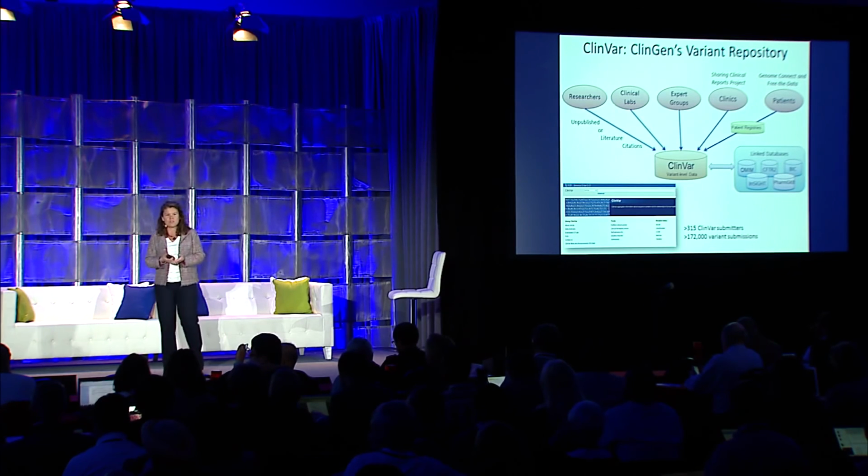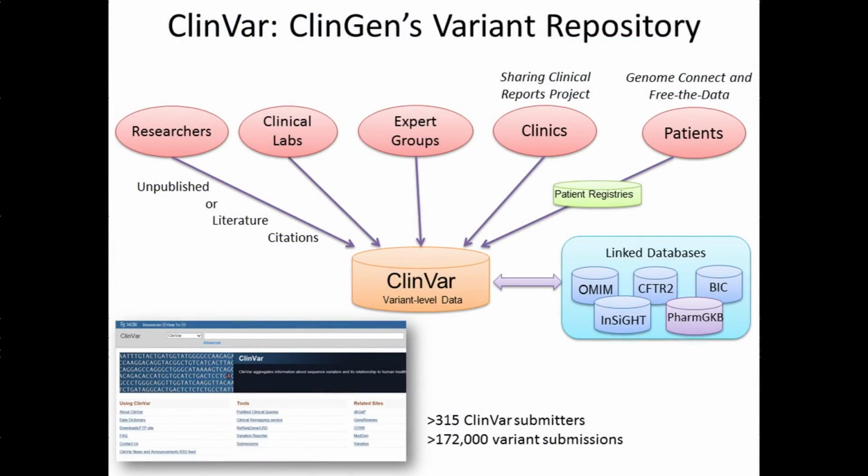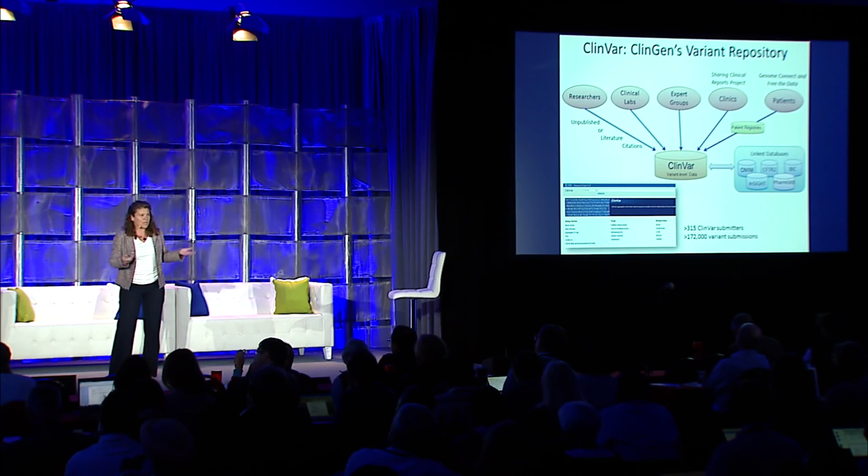So I mentioned ClinVar. This is one of our key resources as part of the project. It is our variant repository, the place where we take submissions from the community and display them and provide them to the community. And that may be data from researchers, clinical labs, expert groups, directly from clinics or patients through patient registries, all of that data going into ClinVar. We also link to locus-specific databases where we can centralize data so we can provide it in easy download, but you can then link out to those databases for more detailed information. To date, there have been over 315 submitters to ClinVar, totaling over 172,000 variant submissions. So there's a lot of data coming in.